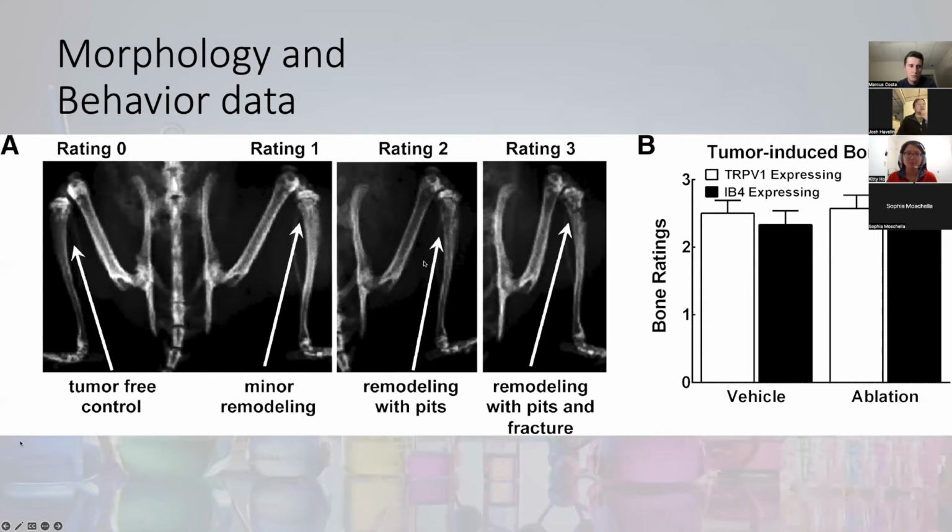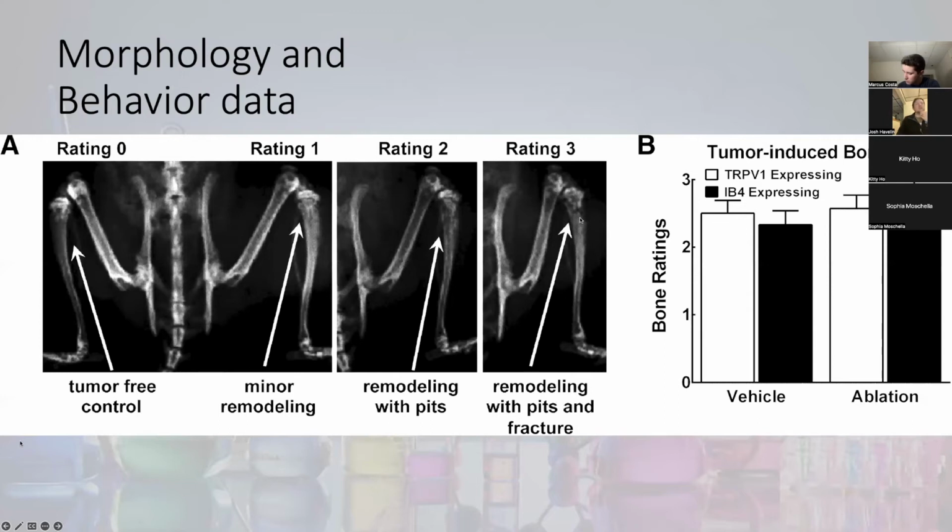So we are remodeling a bone. So we have basically cortical degradation of bone over here, and these severe pits within the center of the tibia. So we would call this remodeling with pits. And then our last, rating 3, right, the most severe type of observations we would make, is a bone that has undergone remodeling with pits and fracture.